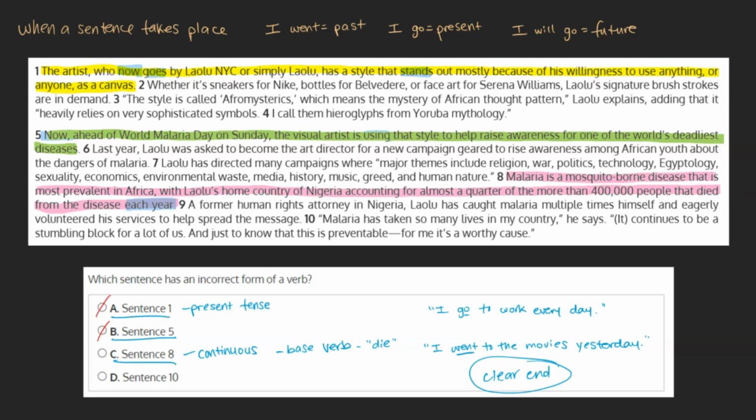Based on this, we can see that this is likely our answer, but we can take a look at choice D just to be sure. D. Sentence 10. "Malaria has taken so many lives in my country," he says. "It continues to be a stumbling block for a lot of us. And just to know that this is preventable, for me, it's a worthy cause."